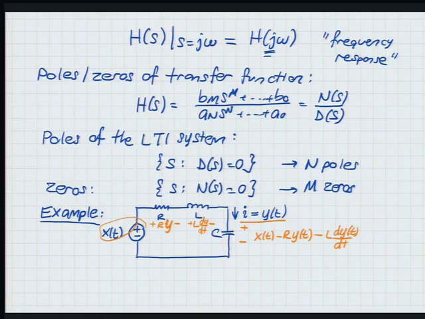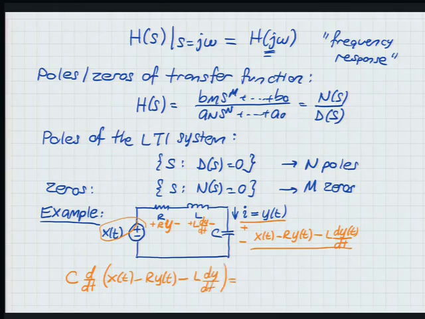Now to turn this into a differential equation, I also have to use the rule we have about a capacitor: capacitance C times the derivative of the voltage equals the current. So if I write C times d/dt of this voltage, which is x of t minus R y of t minus L dy/dt, that is going to be the current, which is y. That really is our differential equation model. We just have to simplify it a little bit.